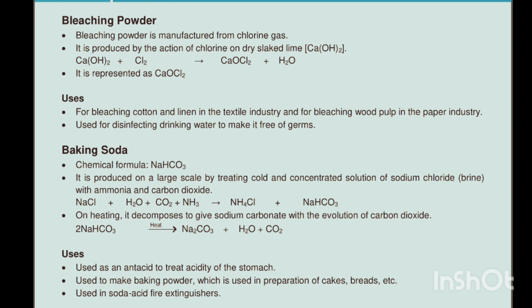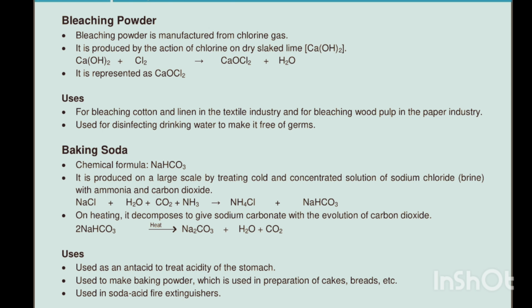Where are we using it? We are using it for the bleaching of cotton and linen in the textile industries, and for bleaching wood pulp in the paper industries. The paper, as the days pass, will turn yellow due to the presence of chlorine in it. Next, it is used as a disinfectant in drinking water to make it free from germs. Usually we get chlorinated water, which is water free of germs, because chlorine, once added to the water, will destroy or kill all the germs present in the water.